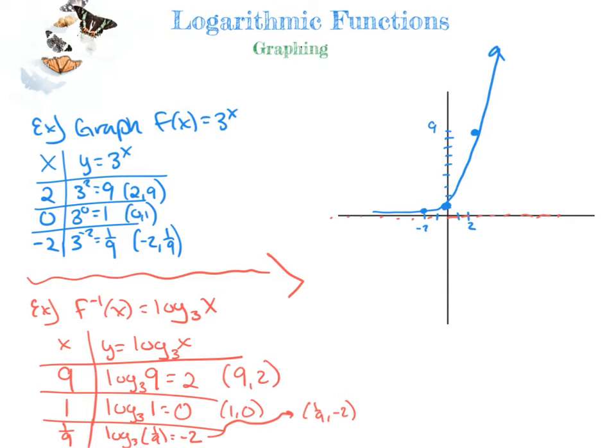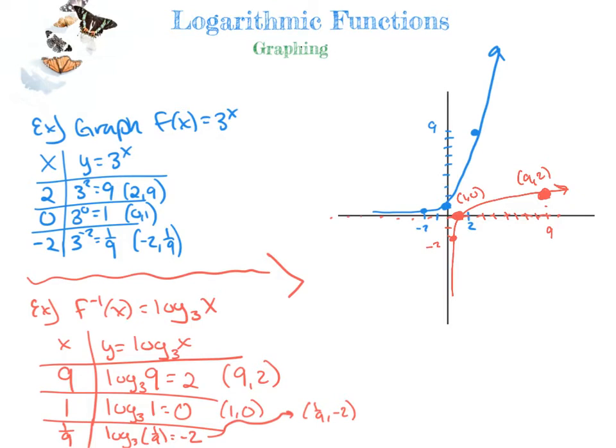When I go to plot these graphically, here's what I get. There is (9, 2). When x is 1 and y is 0 is right here. And then when x is 1/9, which is going to be hard to plot, and y is -2, that's here. So to the best of my ability, I'm going to draw that graph. I have an asymptote now along the y-axis. I'll make my dot a little bit bigger here. And the red graph is the graph of the log function.